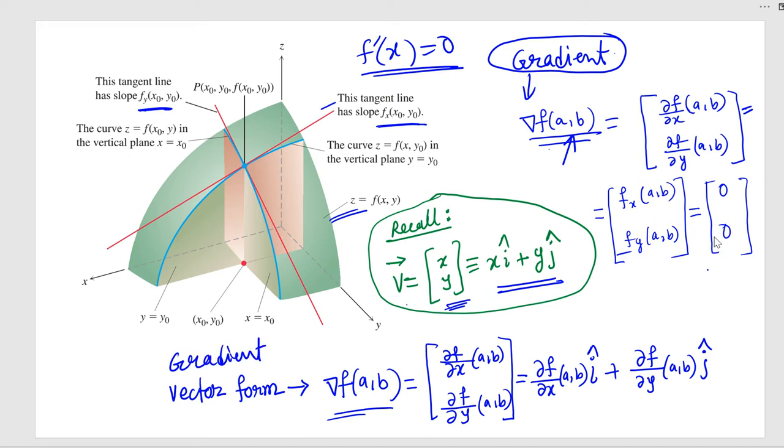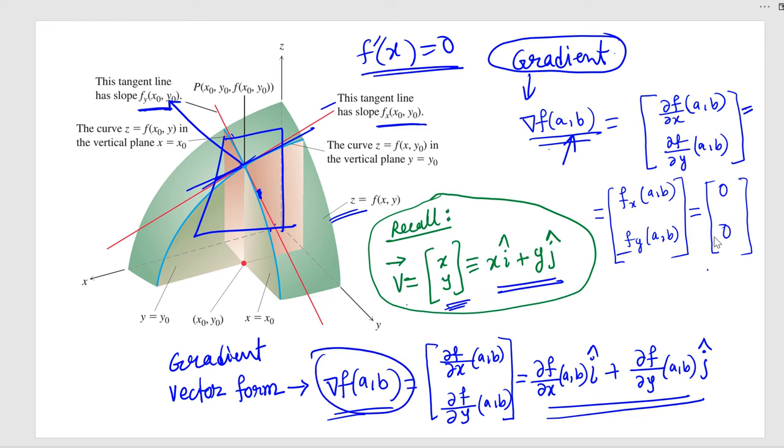The gradient vector can be written in this form. It indicates one particular direction, and this direction is perpendicular to the tangent plane. If you draw one tangent plane here, this tangent plane contains these red lines. These red lines are on this plane, and this particular vector is perpendicular to the surface.